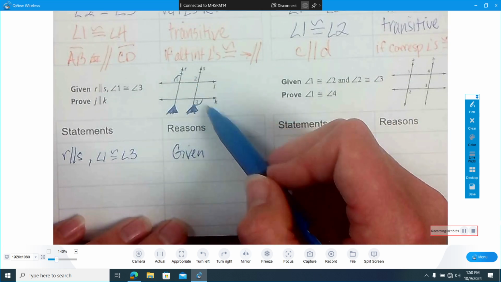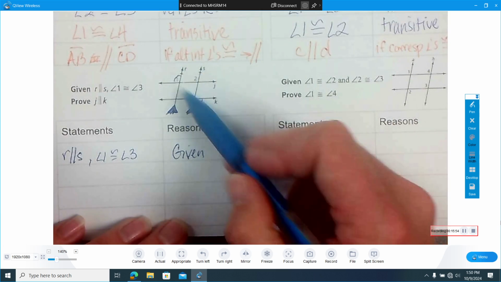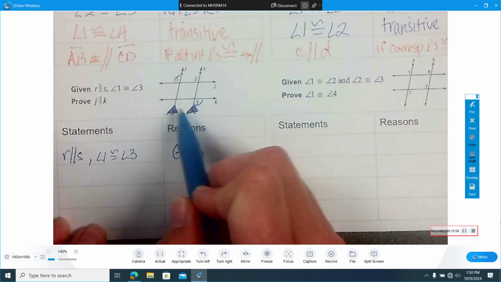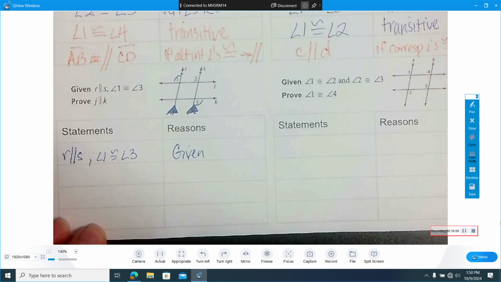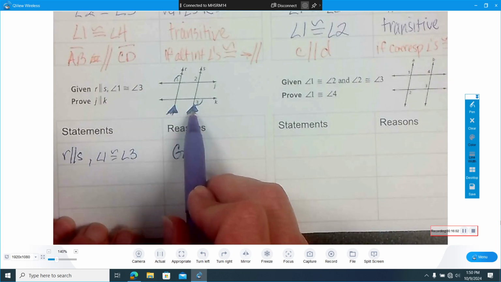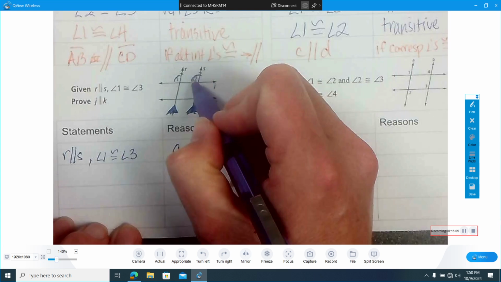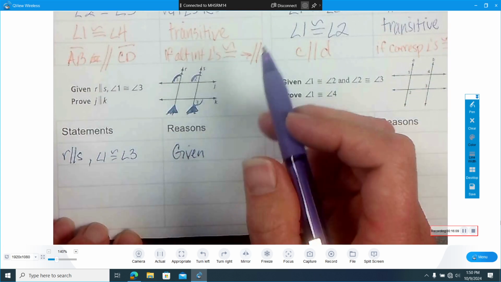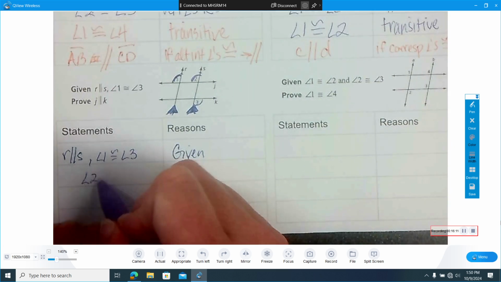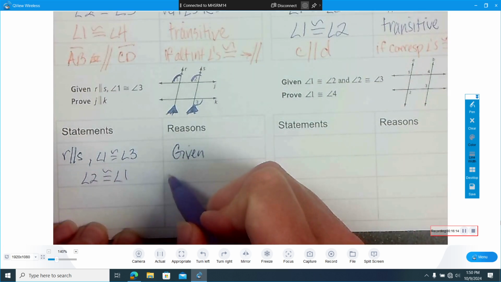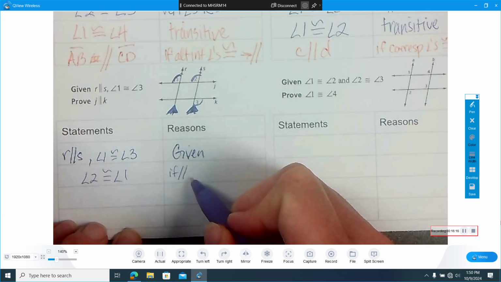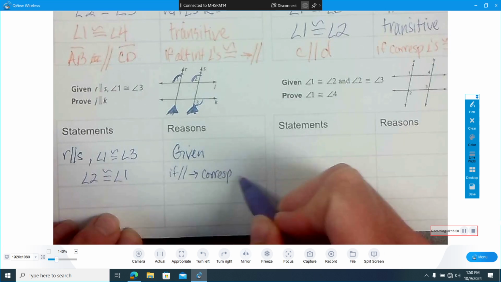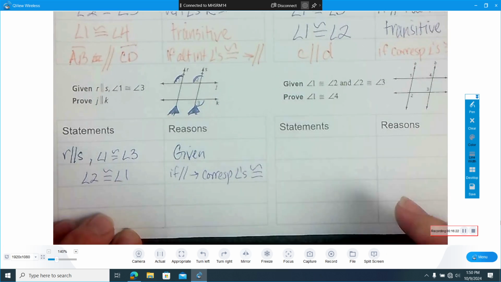There is no transversal that's connecting them. So they aren't related right now. So I might have to use it later. But I do have some parallel lines. What do I know because of those parallel lines? 2 is congruent to 1. What kind of angles are those? Corresponding, yeah. Angle 2 is congruent to angle 1 because if parallel lines are given to us, then corresponding angles are congruent.